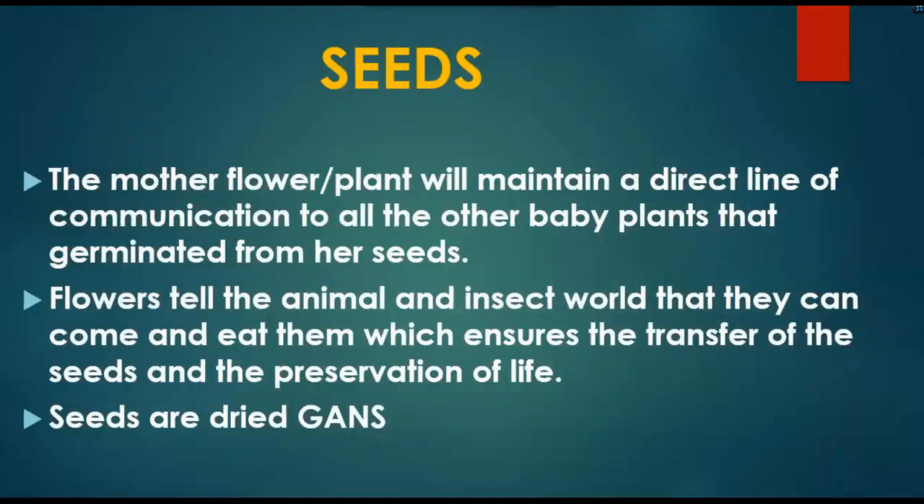Okay, so when we look at the seeds, the mother flower, or the original mother plant, maintains a direct line of communication to all the other baby plants that germinated from her seeds. And this was brought home to me quite strongly here in Australia, when you walk around in the bush and speak to some of the local indigenous people, and they go into a forest and stand there and say, well, there's great grandmother, and it's a huge, beautiful tree. And they say, well, there's all the children and the aunties and the uncles from in the forest.